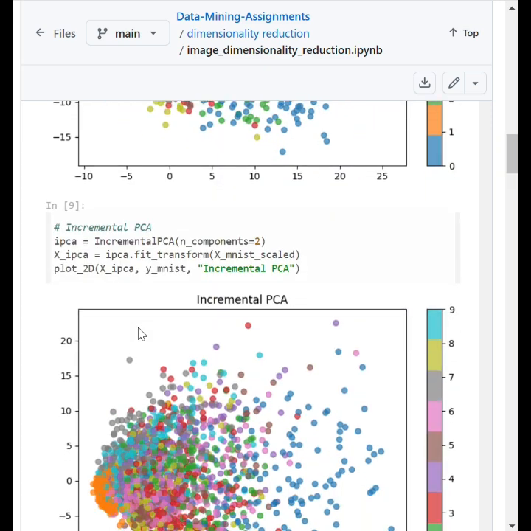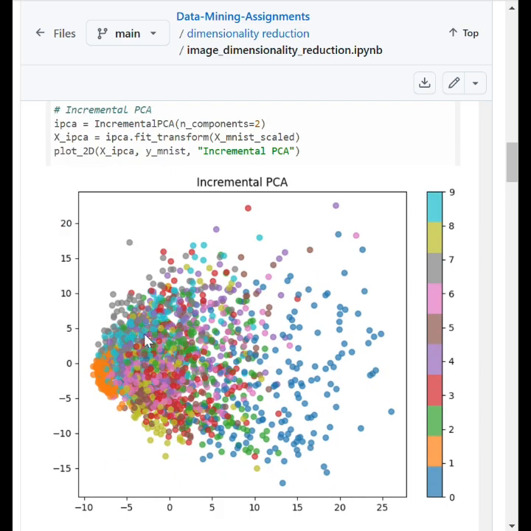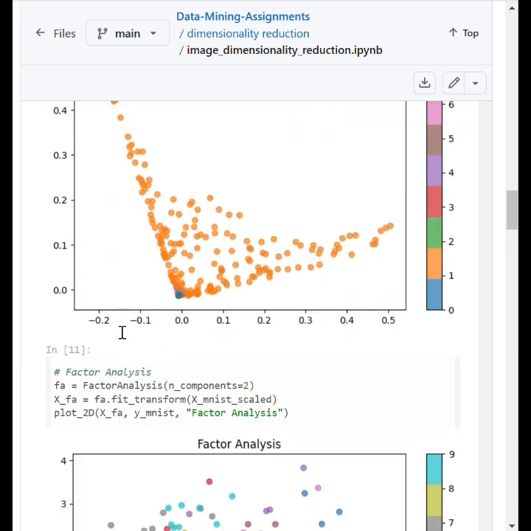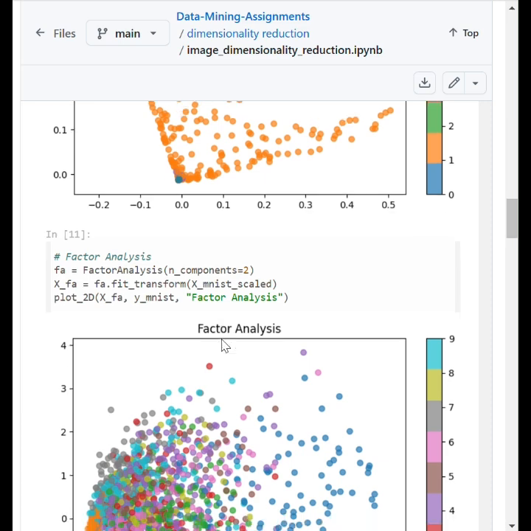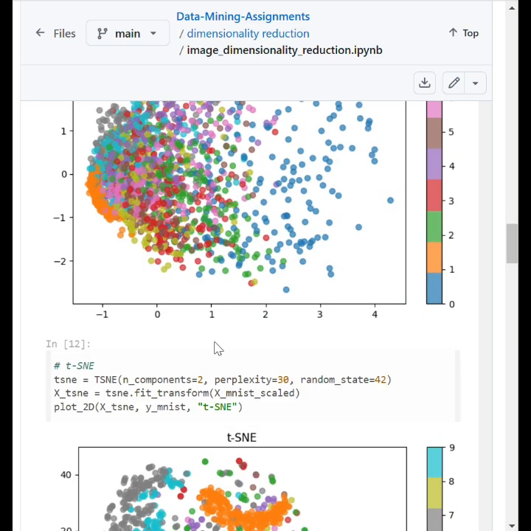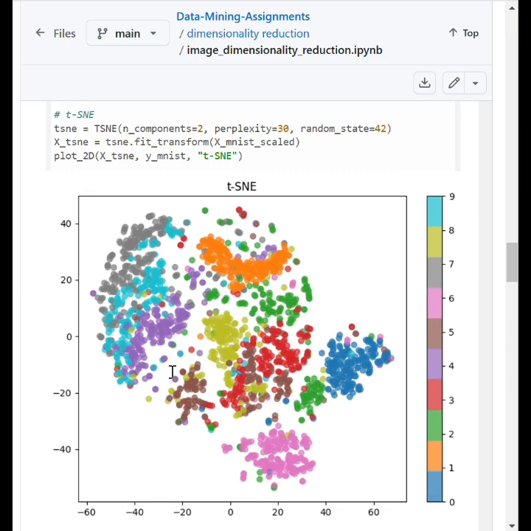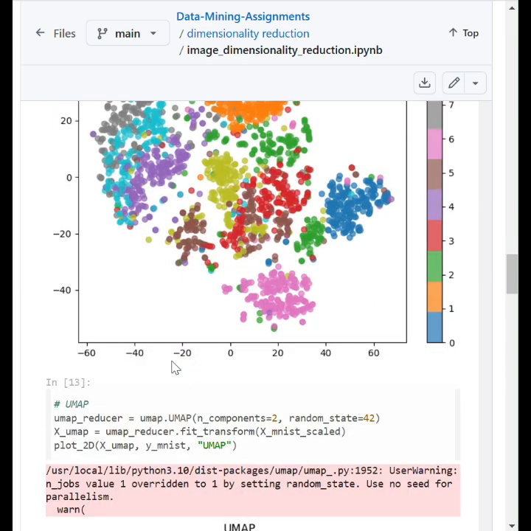Next, we apply kernel PCA, which uses kernels like RBF to capture nonlinear patterns. This helps better separate the digit clusters. Notice that the kernel PCA separates the clusters slightly better. t-SNE is a popular technique for visualizing high-dimensional data in 2D. Here I use a smaller subset of the data for faster processing. t-SNE creates well-separated clusters, but it can be computationally expensive and sensitive to hyperparameters like perplexity.